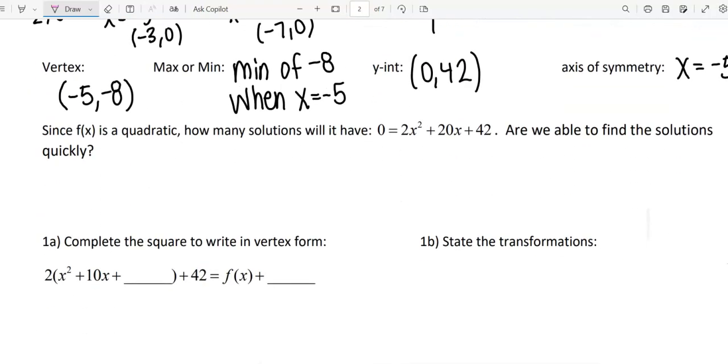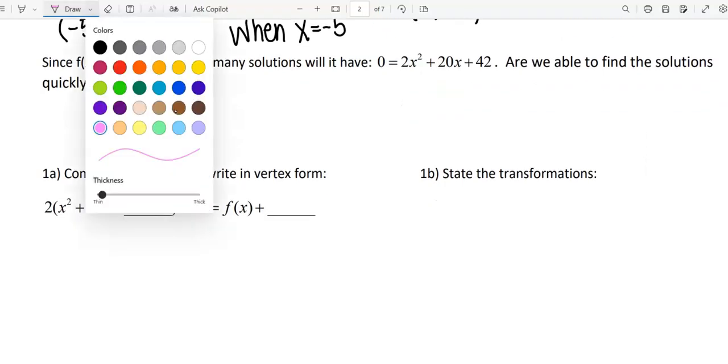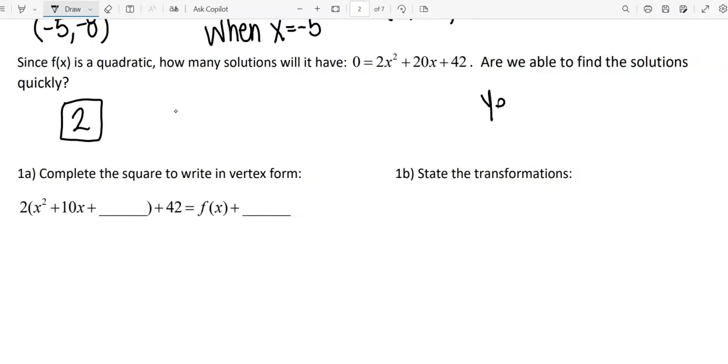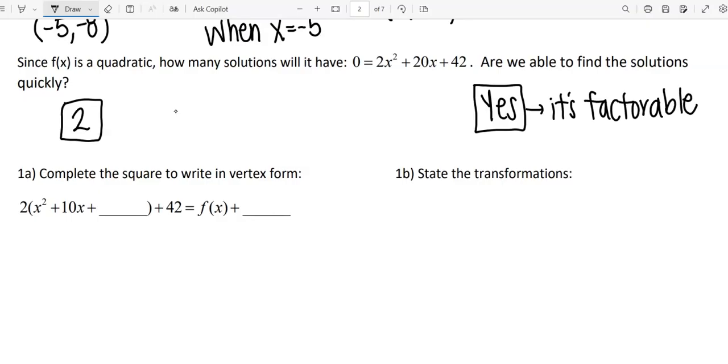All right. Since it's quadratic, how many solutions will it have? 2. And could we get those quickly? Yes. Why? Trial and error, or it's factorable. So yes, it's factorable. That was a lot quicker than the first one. It's personal preference half the time.